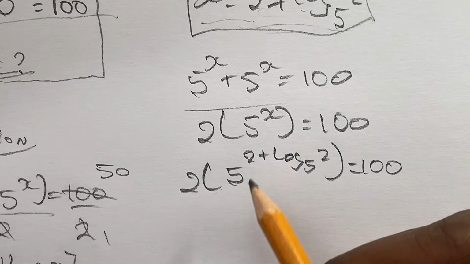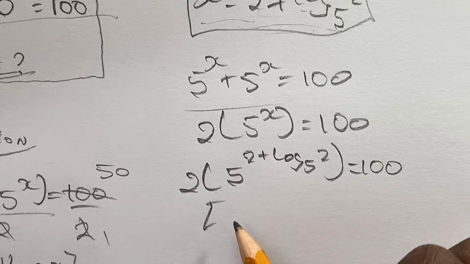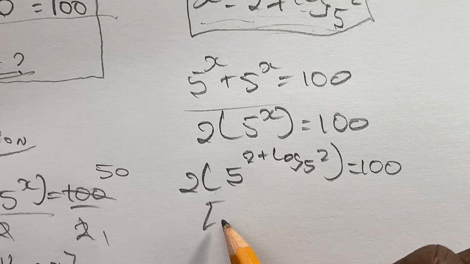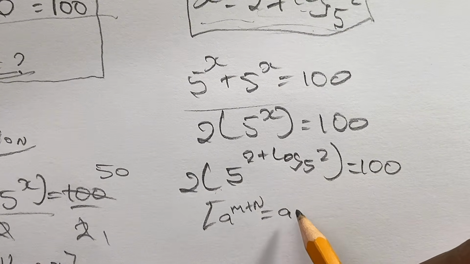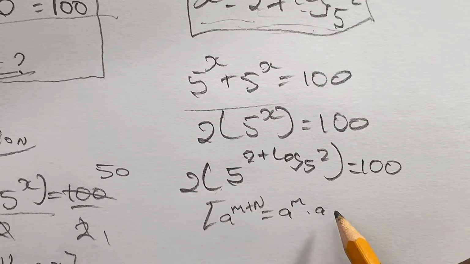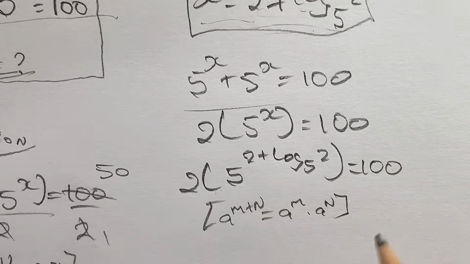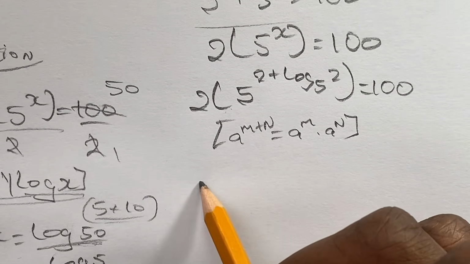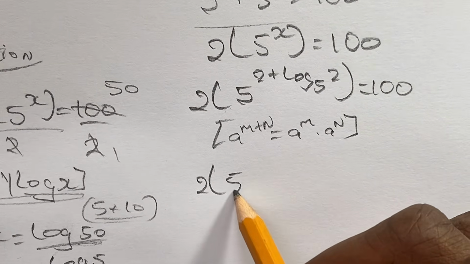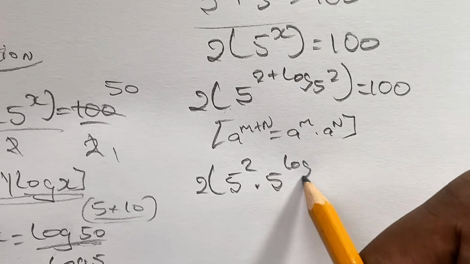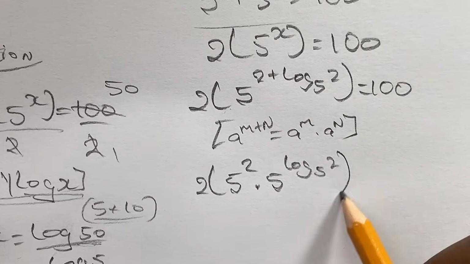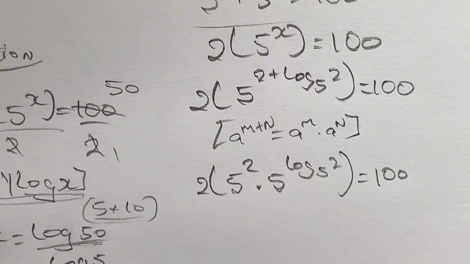Now here's another rule, and this rule is an indices rule, where we have a to the power of m plus n is the same as saying a to the power of m times a to the power of n. Having this understanding, we would say therefore that 2 times 5 to the power of 2 times 5 to the power of log base 5 of 2. This is equal to 100.